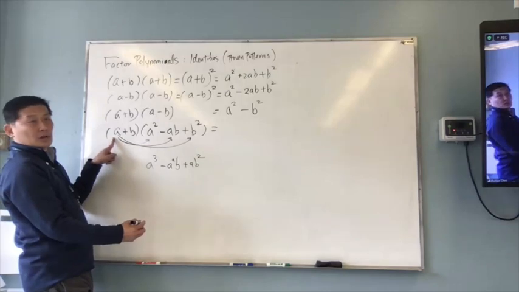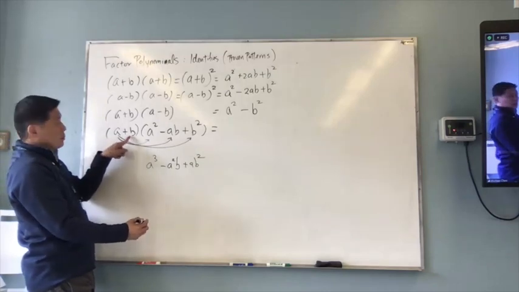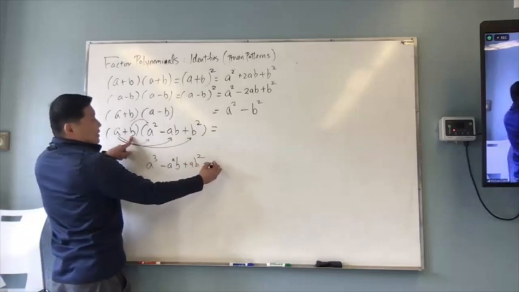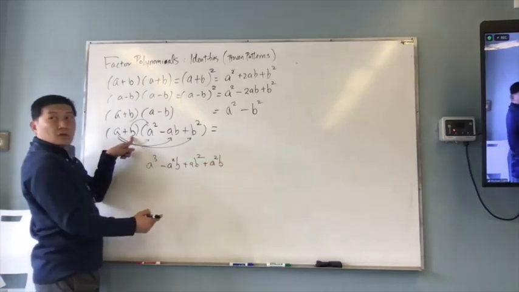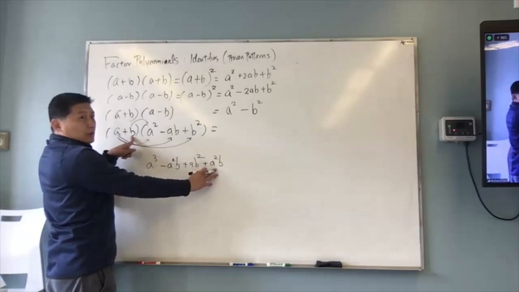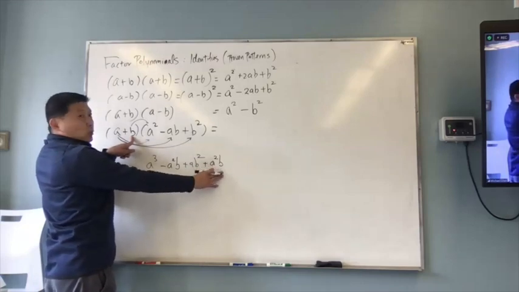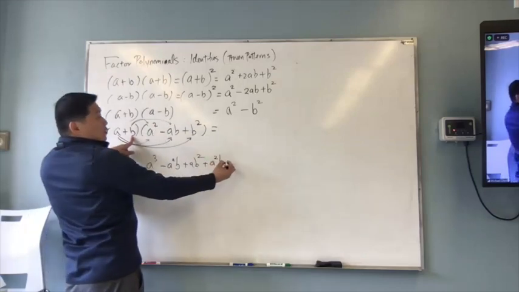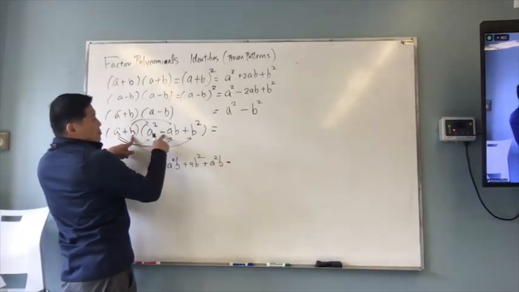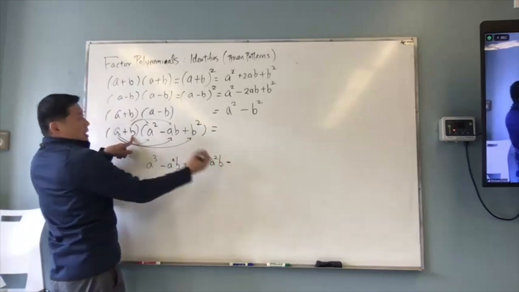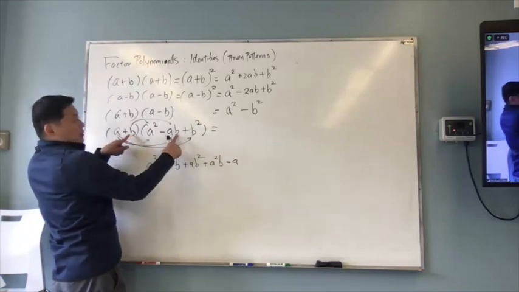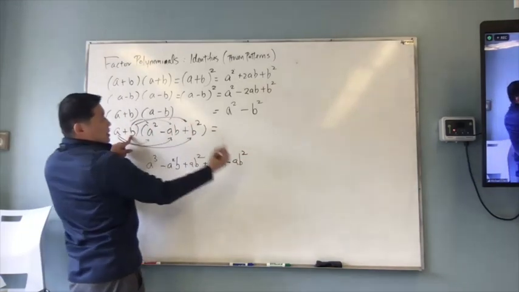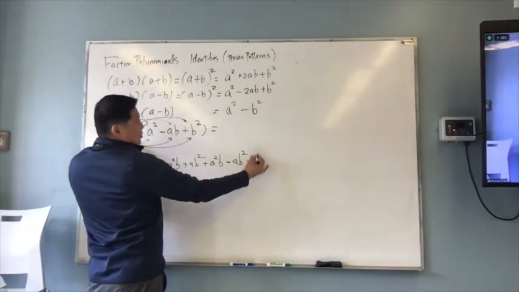So I'm done with this one. Now I'm going to go to here. B times A squared is A squared B. Now notice, I still put A first, right? So A squared B. And then B times negative AB gives you negative, because there's a minus, so negative A, and then it becomes B squared. And then lastly, we got B to the third power.